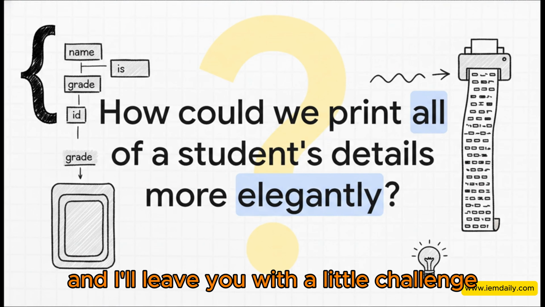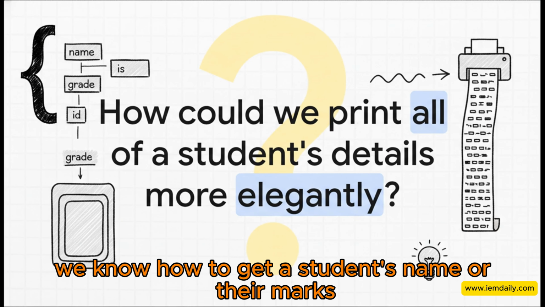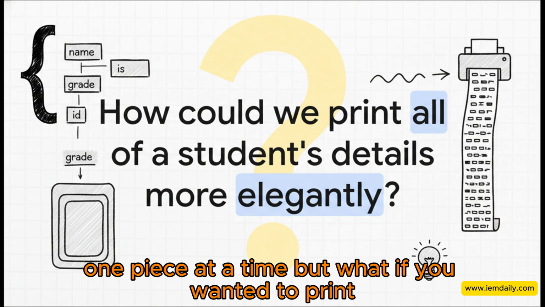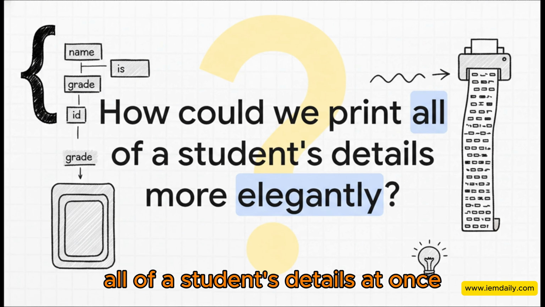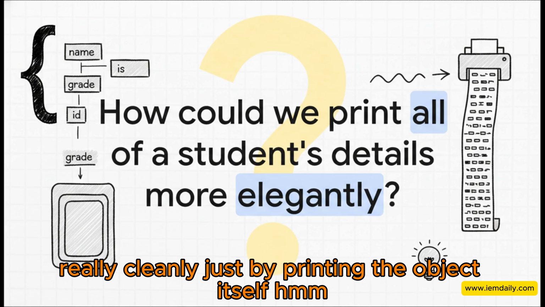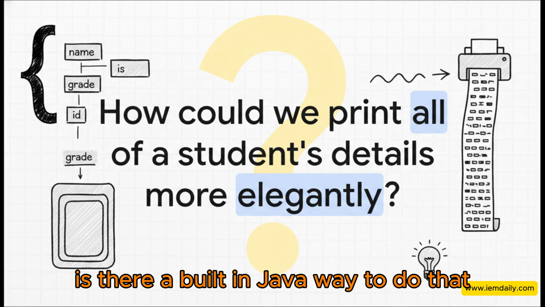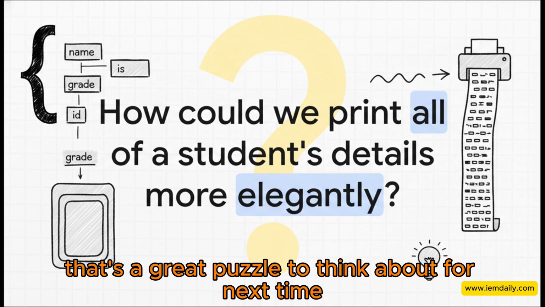And I'll leave you with a little challenge to think about. We know how to get a student's name or their marks one piece at a time. But what if you wanted to print all of a student's details at once, really cleanly, just by printing the object itself? Is there a built-in Java way to do that? That's a great puzzle to think about for next time.